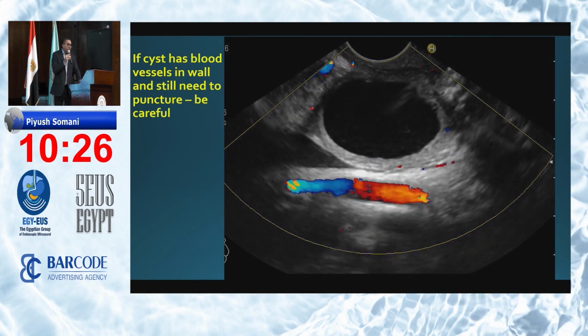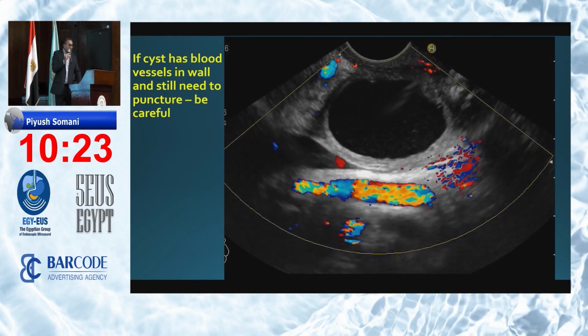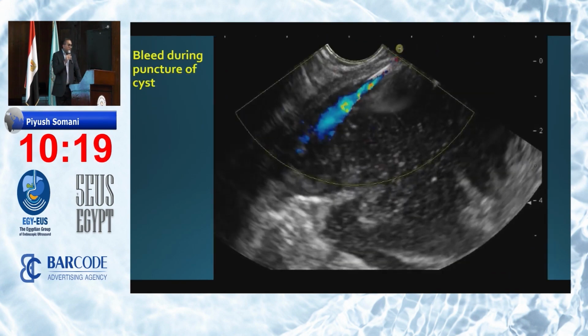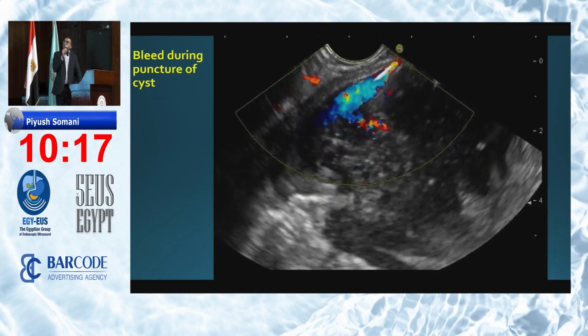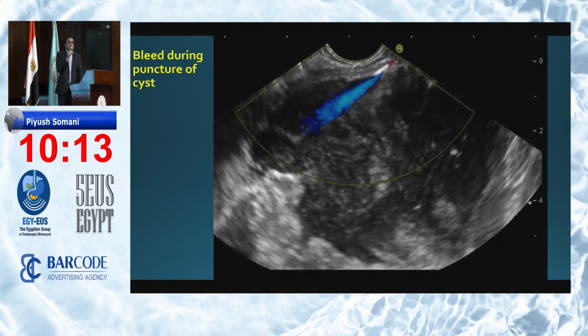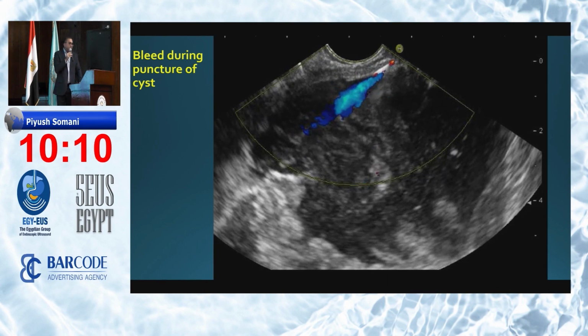And this is a video showing that if there is a lot of blood vessel in the wall, we need to be careful. And this is a bleed during the puncture of the cyst. You can see on the color Doppler the hyperechoic bleeding happening inside the cyst.